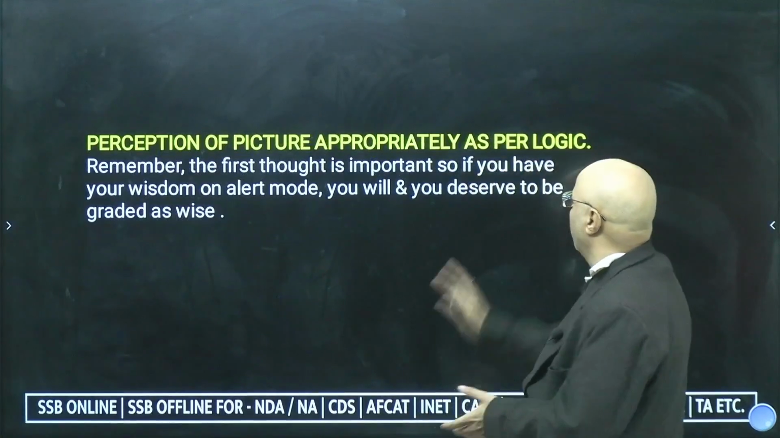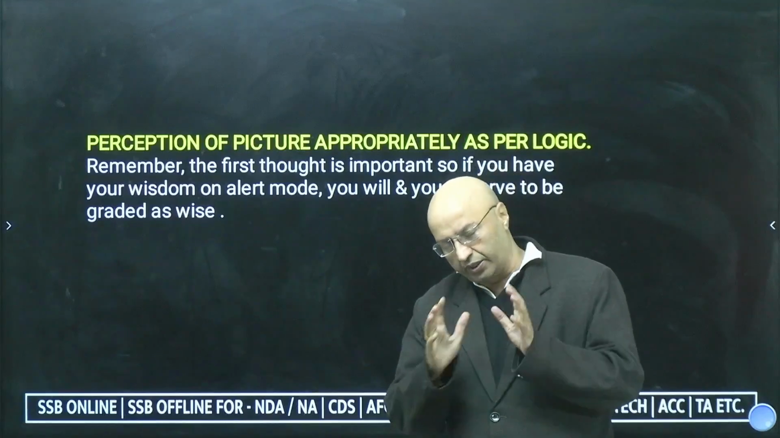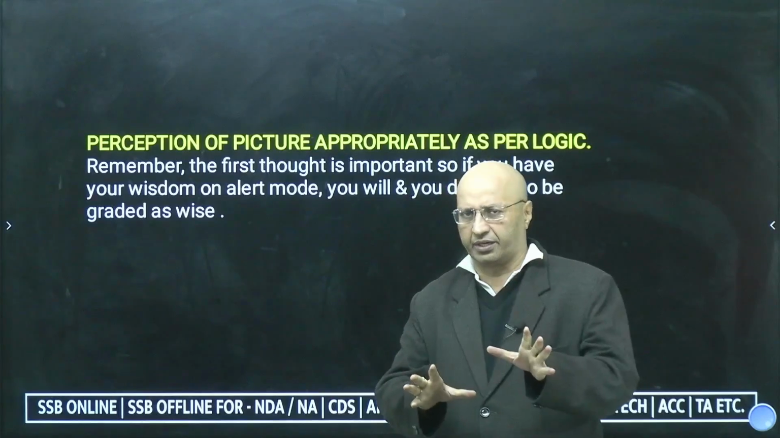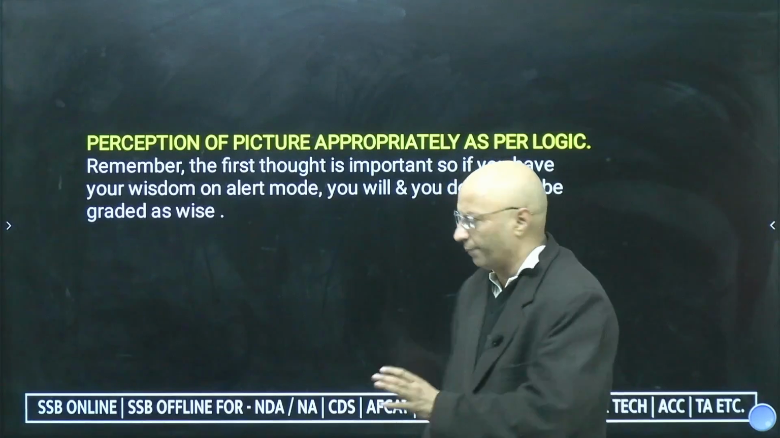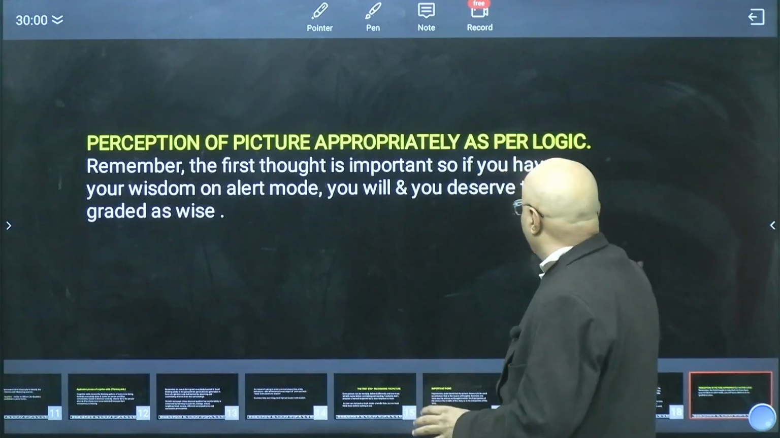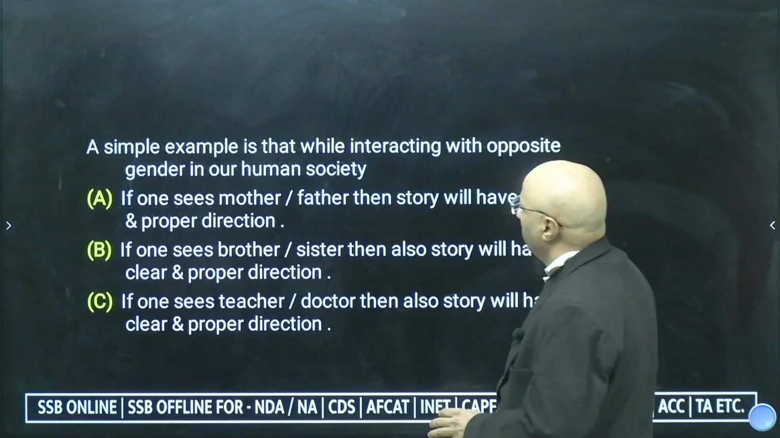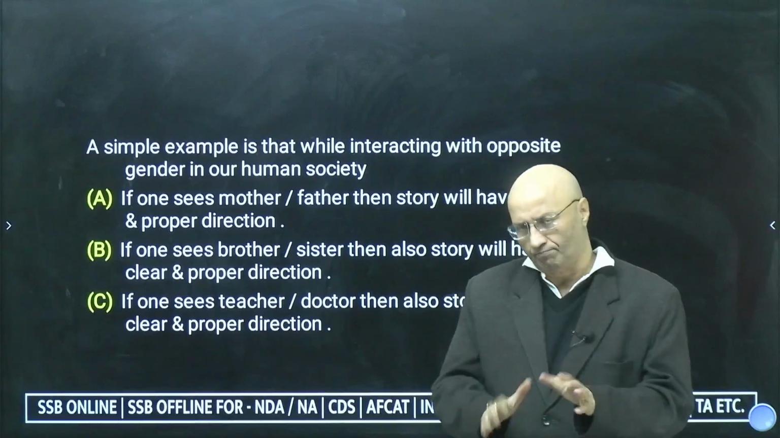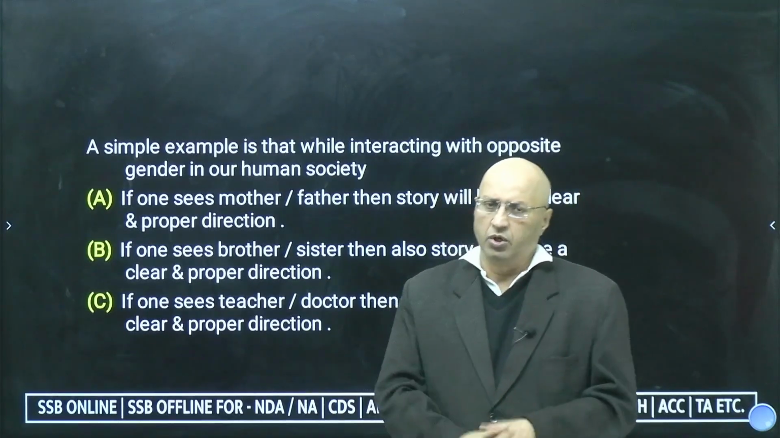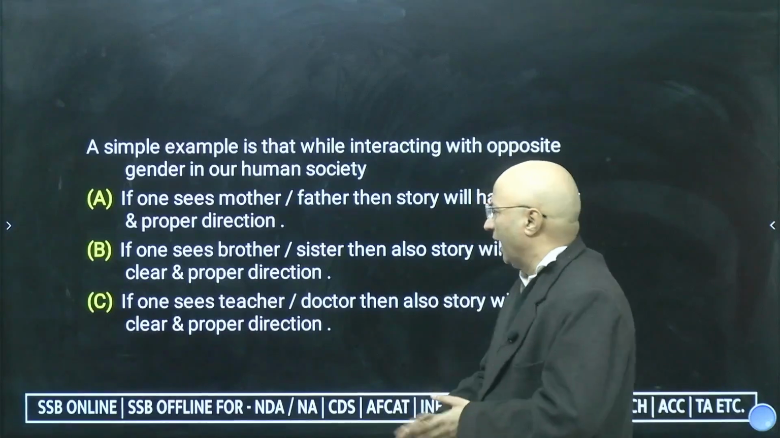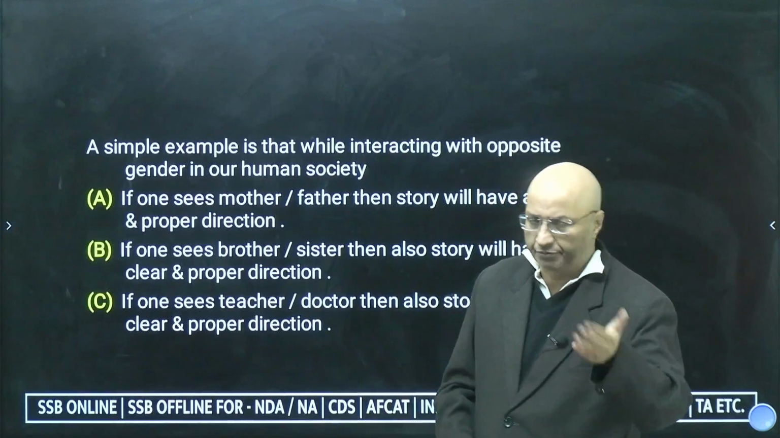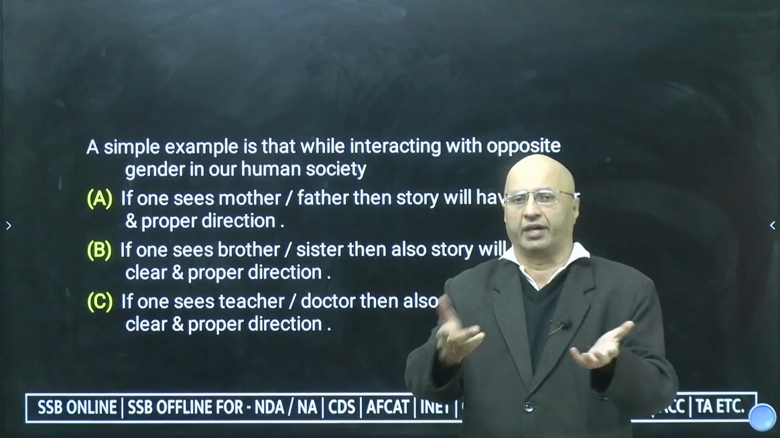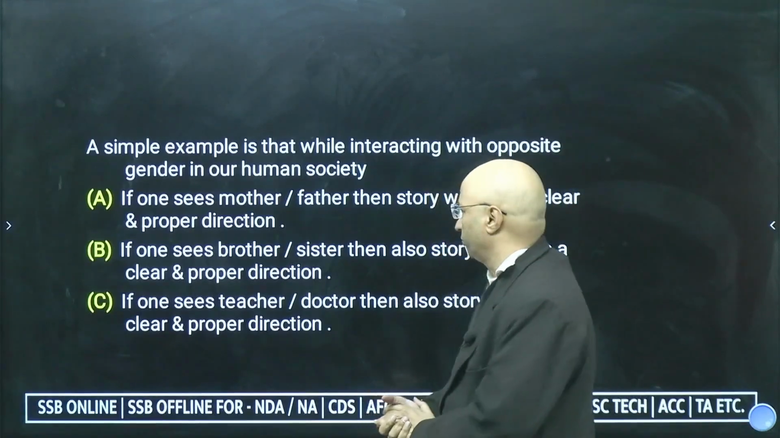Perception of the picture appropriately as per logic. This is very important. If you perceive logically, then everything goes the right way. Now I want to give you an example. It's very simple. When we interact with the opposite gender, whether a girl for a boy or a boy for a girl, a female for a male or a male for a female, how we see matters. If we see rightly, we automatically go in the right direction. So we'll be talking about a few perspectives.